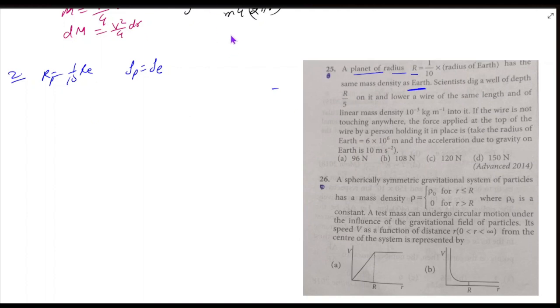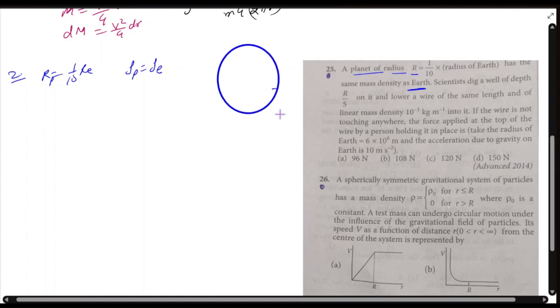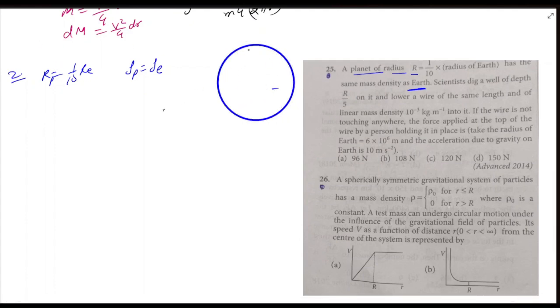So we have a planet and we dig a well right over here of depth R by 5 from the surface. The depth will always be from the surface. And they lower a wire of length lambda. If the wire is not touching anywhere, what is the force applied at the top of the wire by the person holding it in place?